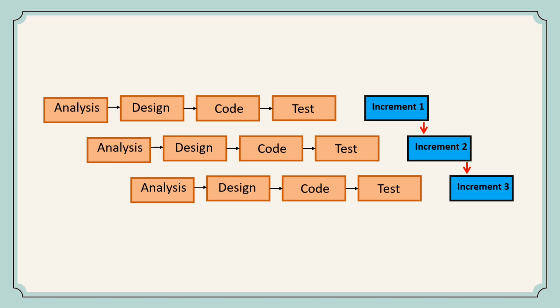After completing these phases for an increment, the increment is delivered and becomes part of the final product. The process is then repeated for subsequent increments, with each increment adding new functionality or features to the existing product. The diagram shows three increments, but the number of increments can vary depending on the project's complexity and requirements. The key idea is that the development process is broken down into smaller, manageable parts, allowing for flexibility, early delivery, and risk reduction. Thank you.